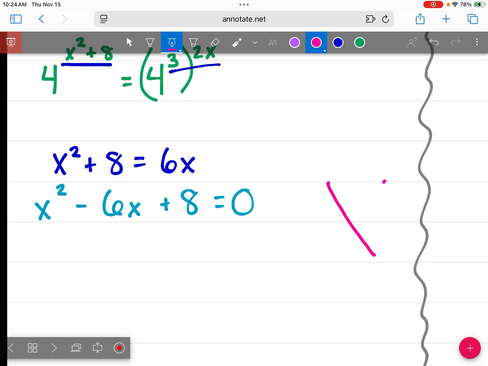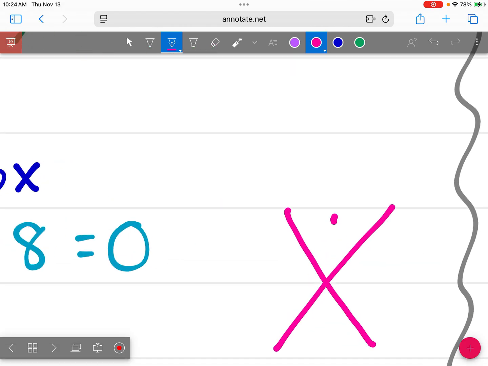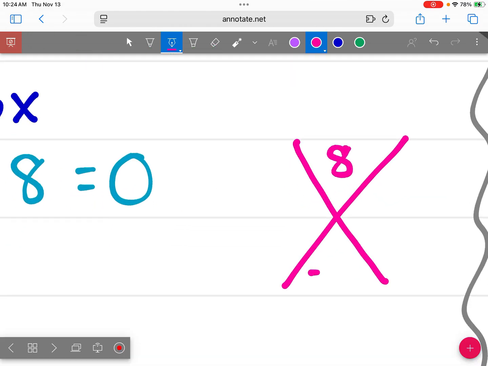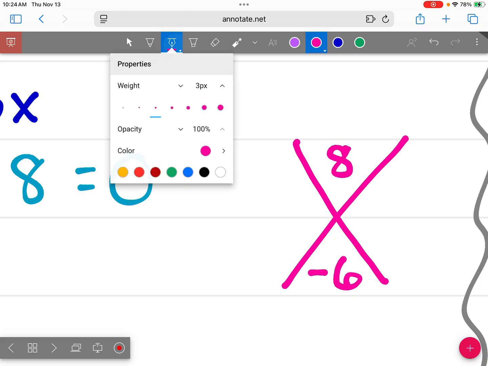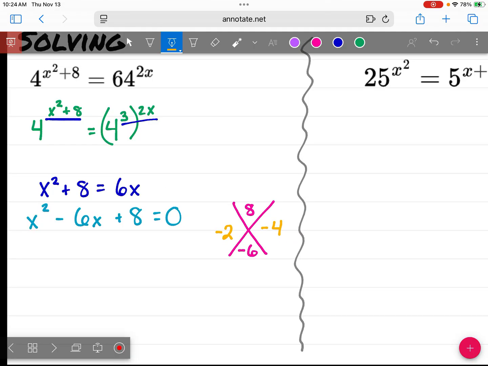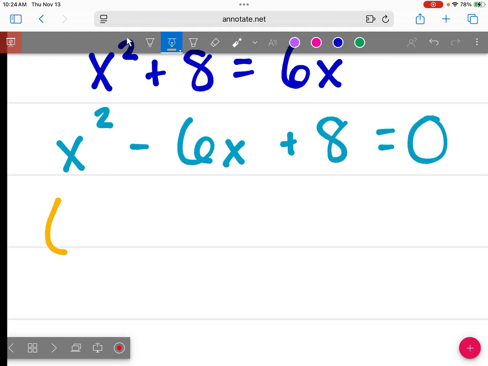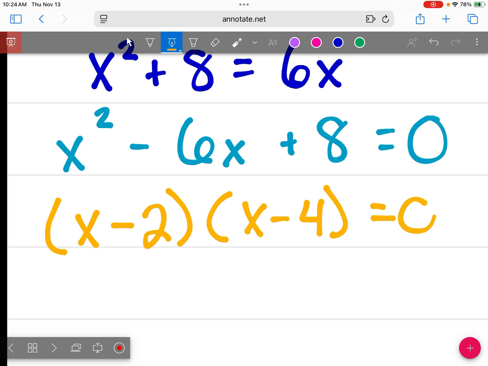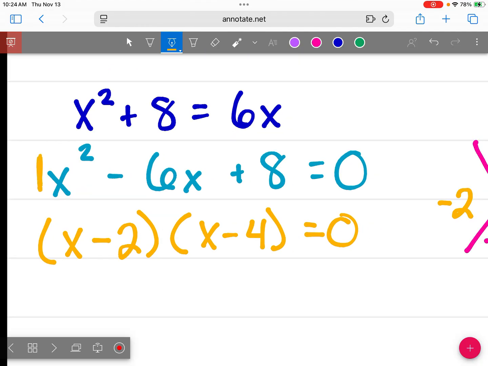We can take our shortcut version on this one for our factoring. Pair of numbers that multiplies to be 8 and adds to be negative 6. Negative 2 and negative 4. So our factored form is going to be x minus 2, x minus 4 equals 0. Remember, we can only take that shortcut when our a value is 1. Stop using that forever.